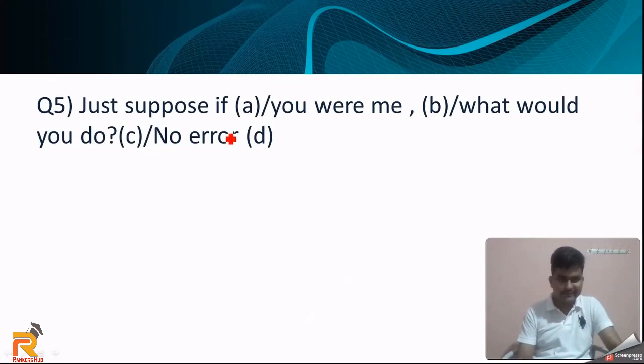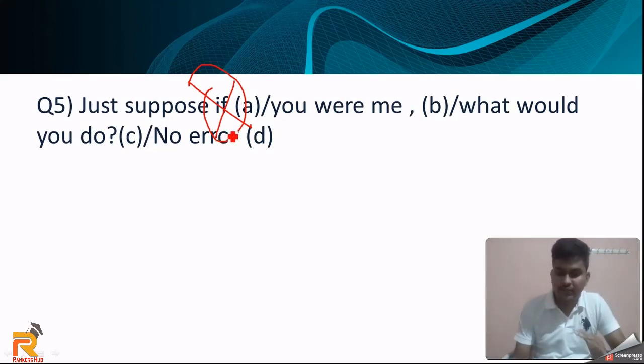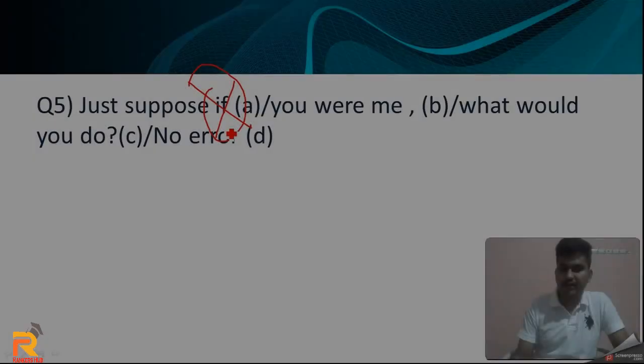So what does the sentence say? Just suppose if you were me, what would you do? Guys, the answer of this sentence is pretty simple. It is simple to understand. More often in our spoken language, we make this mistake of using if along with suppose, which is 100% wrong, guys. Because the word suppose is used to show a condition which is not true, right? A condition which is not true.